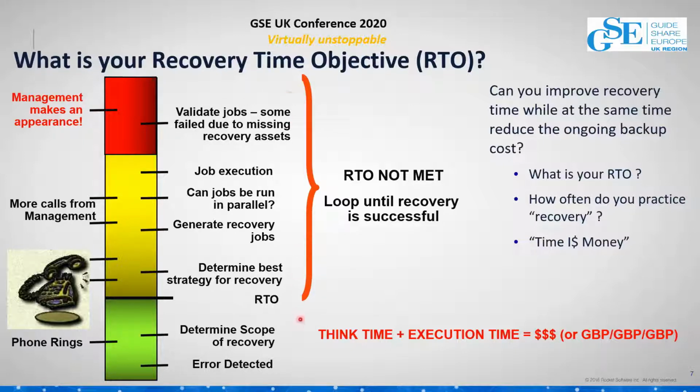And from that point in time, when you determine the best strategy for recovery, until the successful recovery, this is what we call the RTO. You typically loop through these steps, or iterate through these steps, until the recovery is successful. And when you look at this chart, the think time, the time when you put all this together, plus the execution time, that's the time of the unplanned outage where you're actually spending pounds sterling or dollars. That's what costs your company a lot of dollars.